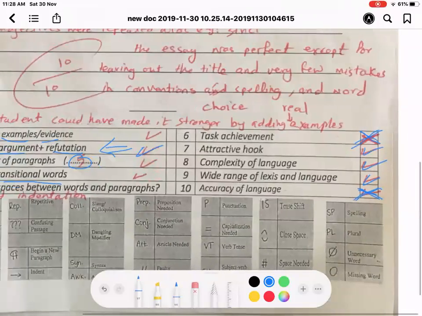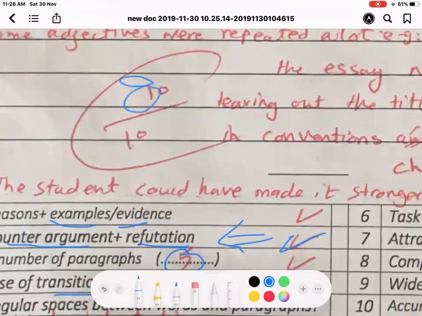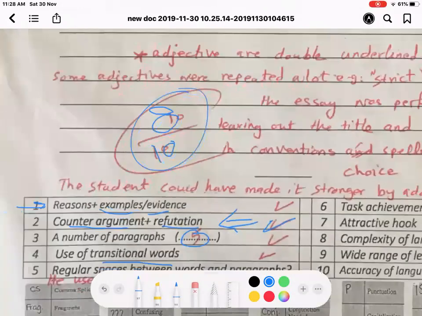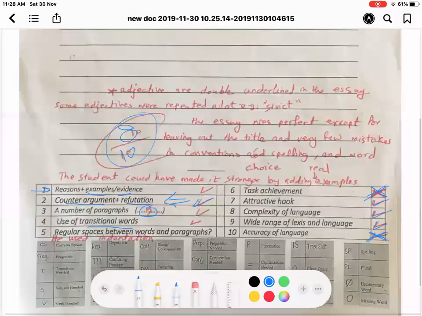So I'd rather take the student to 8/10. Okay, 8/10 as a final mark. This is much more suitable for the student.